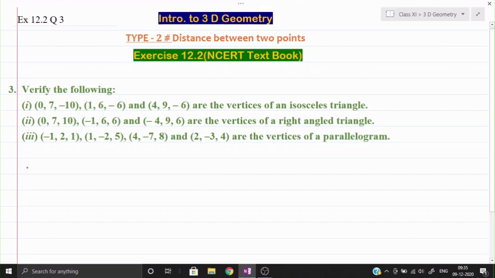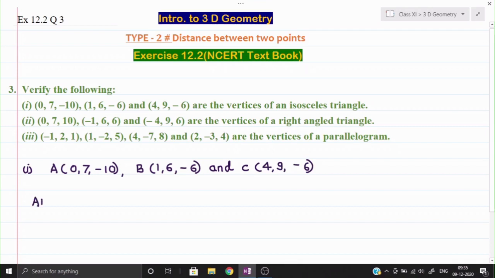In the first part, we will suppose the three vertices as A, the first vertex I am supposing A, 0, 7 and minus 10. The second vertex I will suppose as B, that is 1, 6 and minus 6. And the third vertex I will suppose as C, that is given here as 4, 9 and minus 6. Now first of all we shall find out the three values.